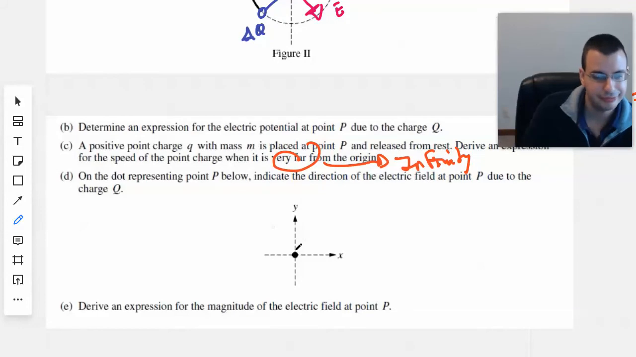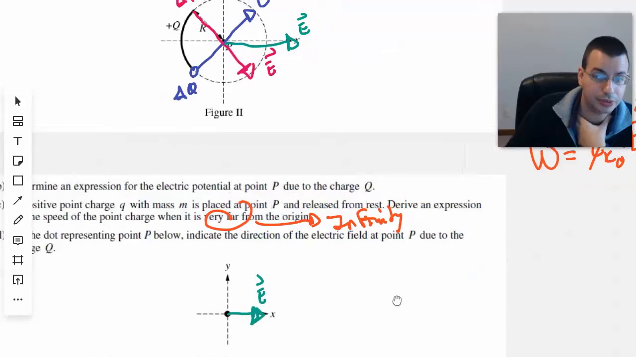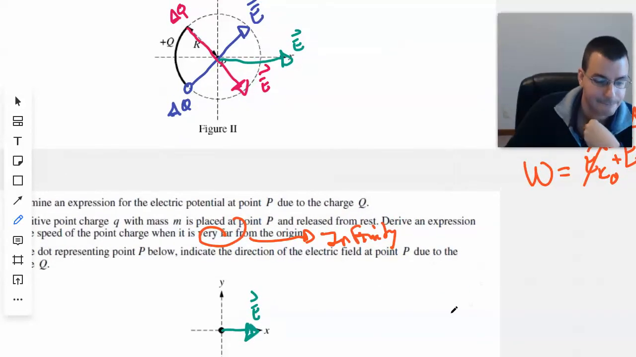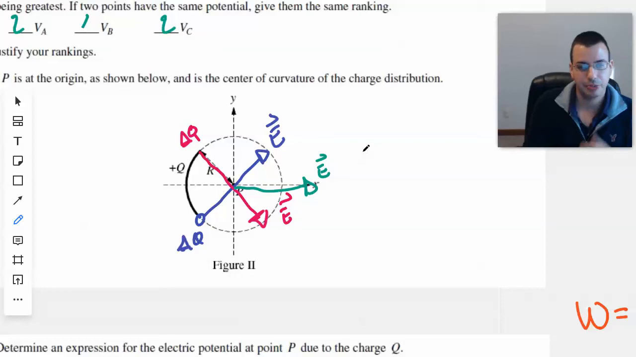Oh, easy. I imagine question D is not worth many points because that one is easy. Derive an expression for the magnitude of the electric field. Ooh, this one is. Okay. So we need to find the electric field at this point.